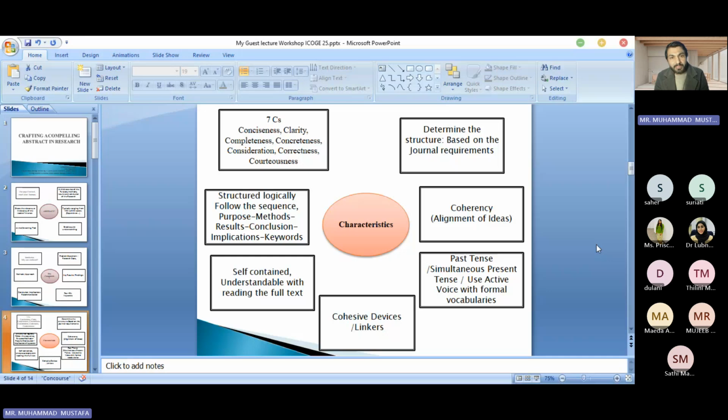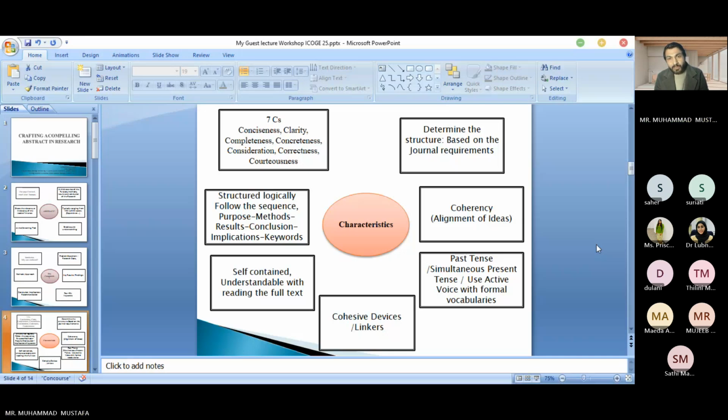So basically, formality and courteousness make our discourse effective, and we can gain our needs, demands and requirements. So these are the seven principles one should follow while crafting a compelling abstract in his research.